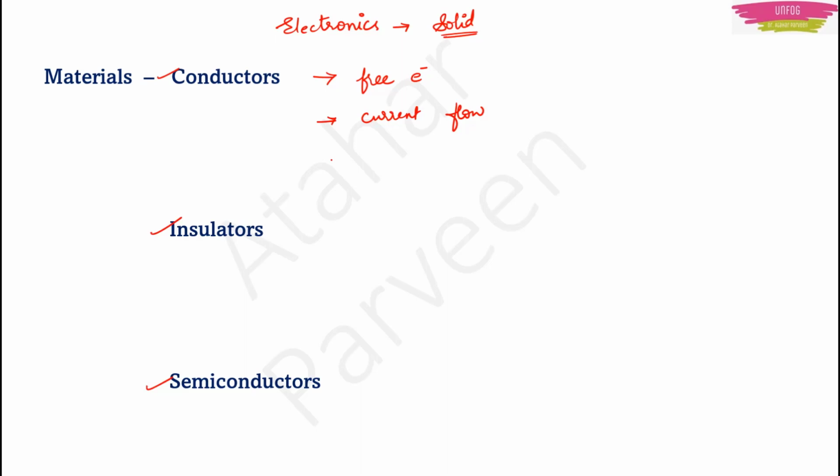Next are insulators. What are insulators? They are the substances which don't allow current to pass through them, or they resist current. Why do insulators resist current? Because there are no free electrons in them. No free electrons means no current flow. No current flow means they are insulators.